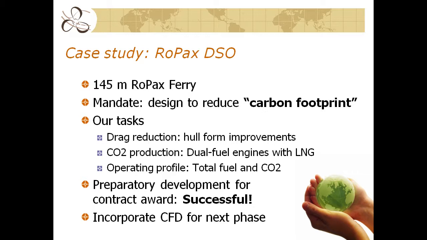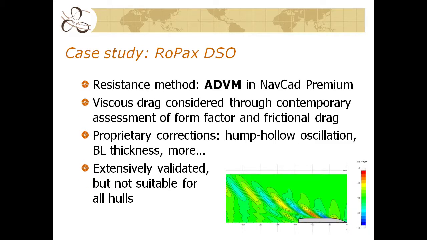And this was a preparatory development for the award of the contract to the naval architect, and they were successful with this work at obtaining the award. So we're getting set for kind of a next phase, which would incorporate our two-dimensional work with CFD in order to refine this even further. Now, we use the ADVM method in NavCad for this, the sectional area curve distribution, and this really is just a little summary of some of the characteristics in this, but it's not just a linear code.